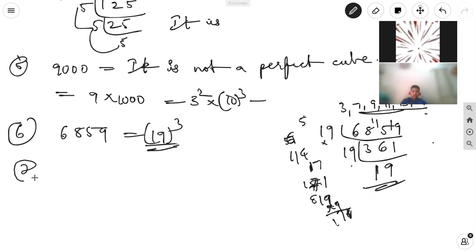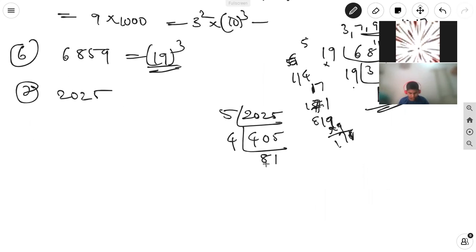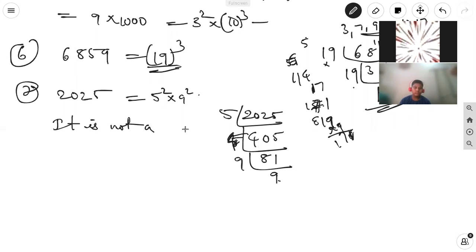Seventh, 2025. 2025 is divided with 5: 5 fours are 20, 5 fives are 25, 5 eights are 40, 5 ones are 5. 9 nines are 81. So it is 5 square into 9 square. It is not a perfect cube. 2025 is not a perfect cube.